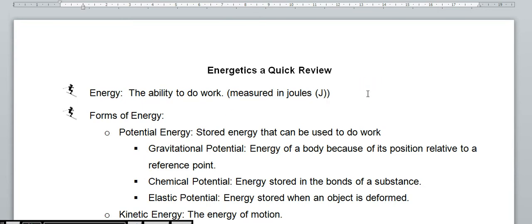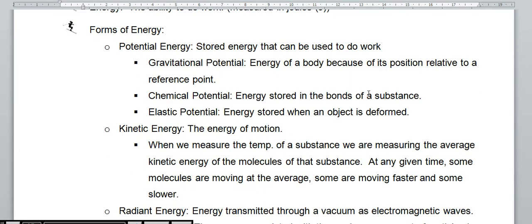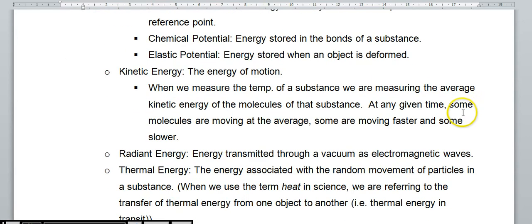Okay. We already know from past experience that energy is the ability to do work, and we measure it in joules. And there's many different forms of energy. There's multiple forms of potential, and then there's kinetic energy. And the energies that we're going to be looking at are this chemical potential, that's the energy stored in the bonds of substances, and kinetic energy, in terms of the motion of particles, and by extension the temperature of particles.